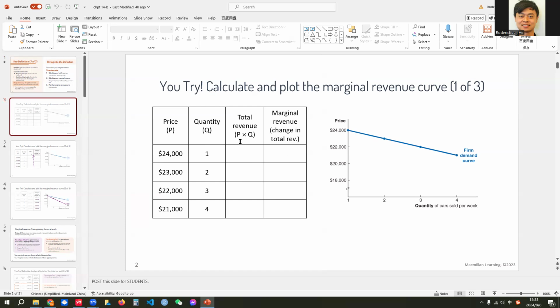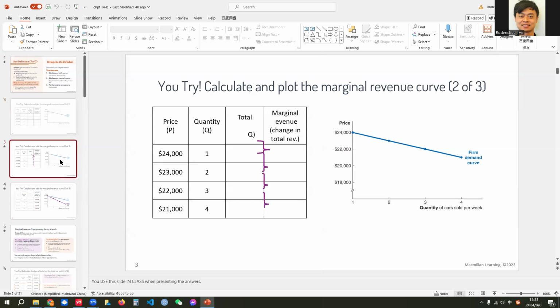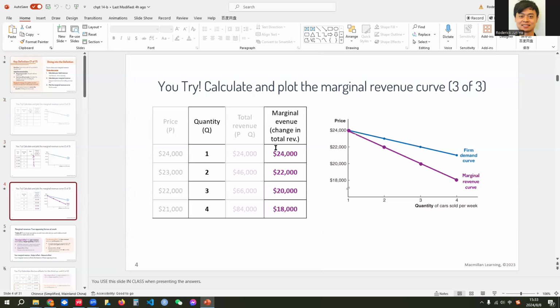Total revenue is pretty straightforward. We just use the price multiplied by its corresponding quantity. So we do 24,000 by 1, 23 by 2, 22 by 3, 21 by 4, and we will work out all those revenues for each level of production. And then by taking the difference between those total revenues, we're able to calculate the marginal revenue for each additional unit that we produce.